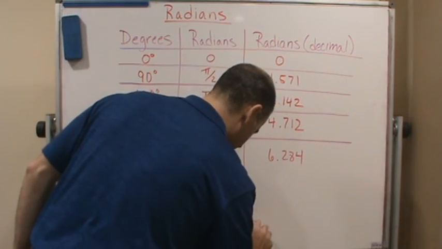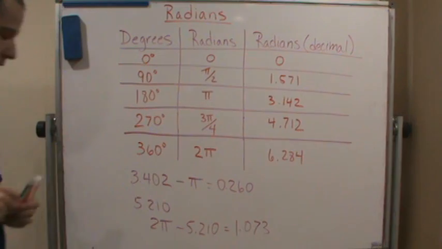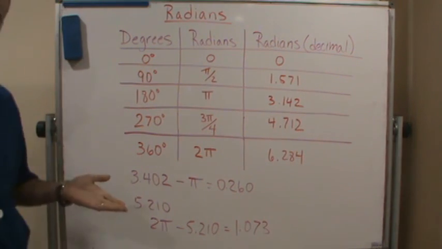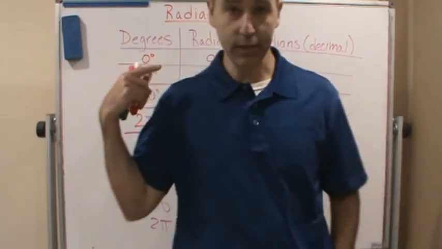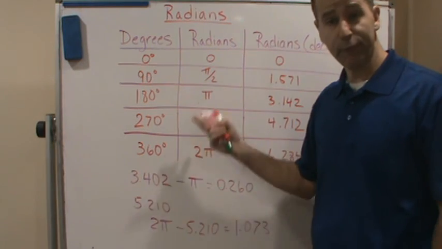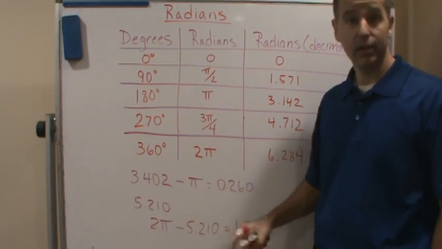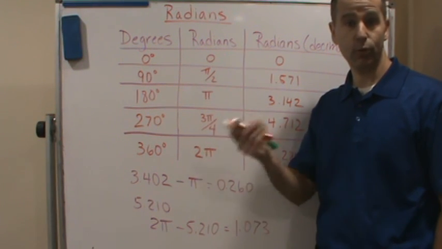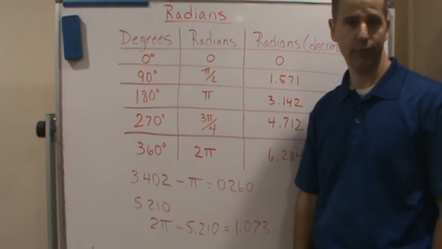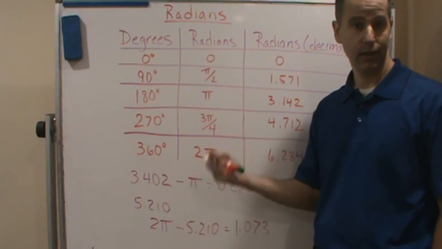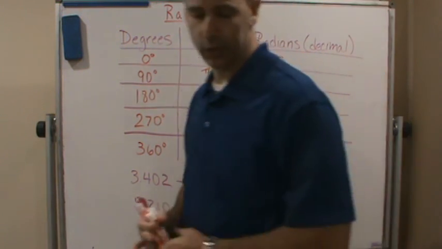So 1.073. Now notice that all we're doing is the same thing that we did with degrees. We're using the same formulas, just in radians, to find the reference angles. And once we know the reference angles, then we can use our trig functions like we did in degrees. Okay, we'll cover that next time.